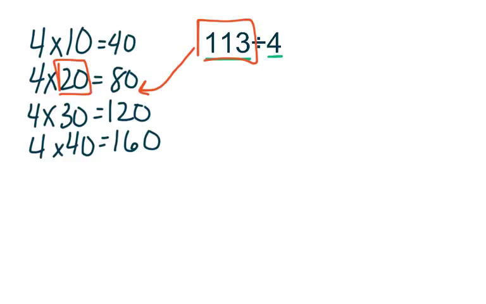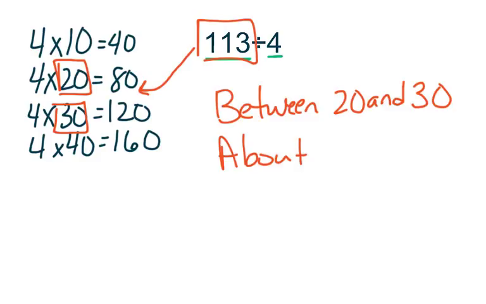So I'm going to put my box around 20, and I'm going to put my box around 30. And so I'm going to write between 20 and 30. And now I need to think, which is it closer to? Is 113 closer to 120, or is it closer to 80? 113 is only 7 away from 120, and it's a lot more than that away from 80. So my actual quotient is going to be a lot closer to 30. So it's going to be about 30.